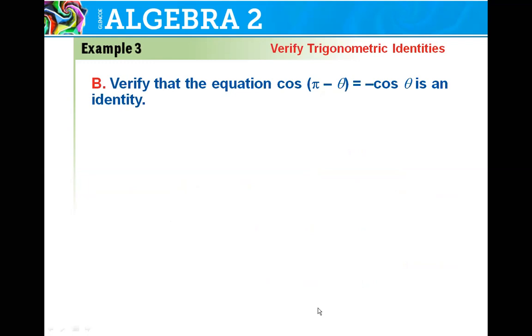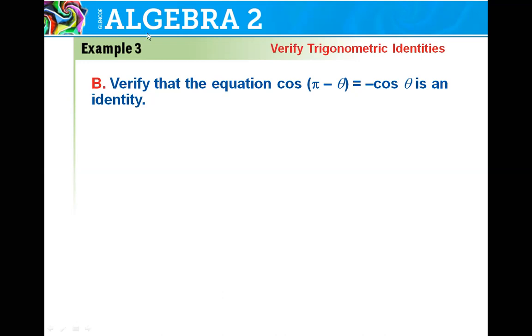Verify that the equation cosine pi minus theta equals negative cosine theta is an identity. So we need to verify that the two sides are equal, the left hand side equals the right hand side. We start from the left hand side. Here pi means 180, so we substitute pi equals 180 to reach the answer.